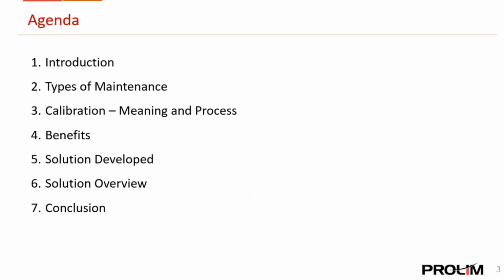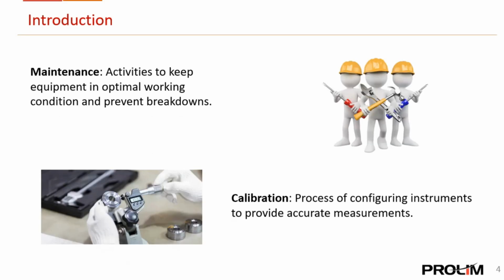Coming to the agenda of this presentation, firstly I will go through the introduction, the types of maintenance, the types of calibration, the benefits, the solution we have developed, and the solution overview. Moving on to the introduction: maintenance is an activity to keep the equipment in optimal working condition and prevent breakdowns in future. And calibration is a process of configuring the instruments to provide accurate measurements.